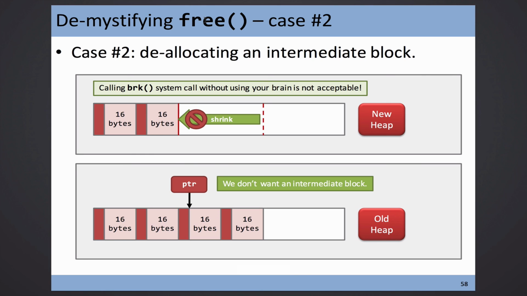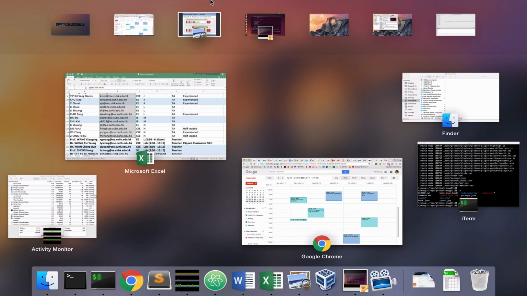So what should you do? Tell lies. Tell lies to the user that I have deallocated, but which is not. Understand what I mean? I tell you that, yeah, I finished the deallocation, but which is not. Now I show you the proof first. What's the lie?